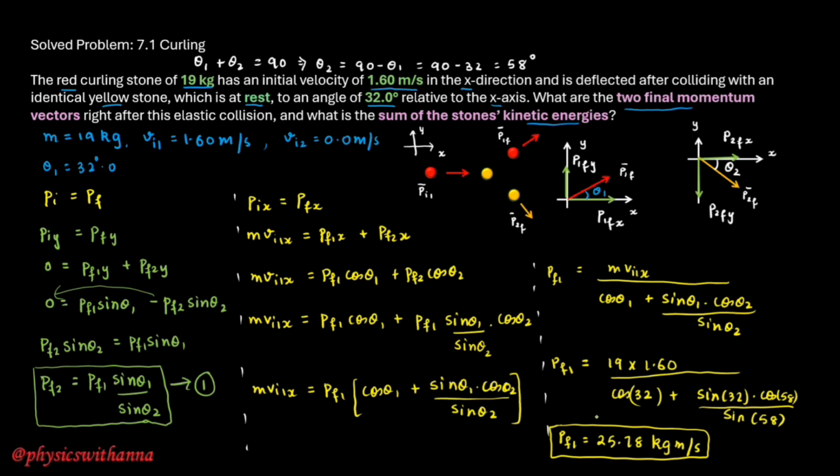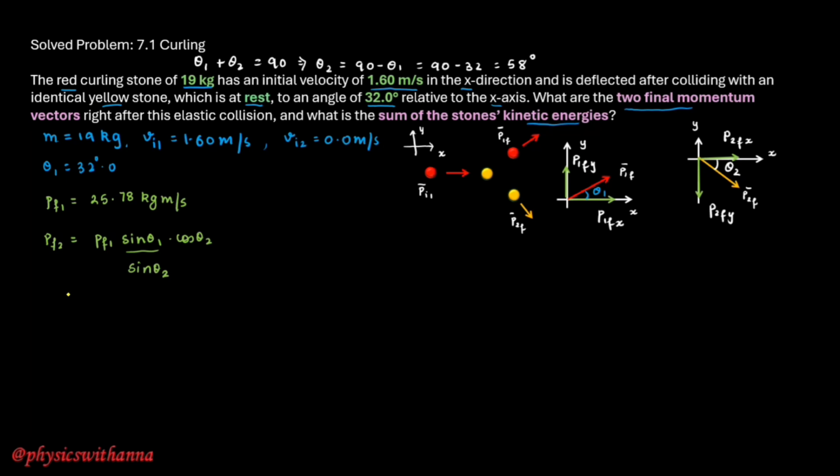After we find P final 1, we will substitute this in equation 1 to find P final 2. So we have here P final 2 equals P final 1 sine theta 1 over sine theta 2 into cosine theta 2. Now let's substitute the values here. We get P final 2 equals P final 1, which is 25.78, times sine of theta 1, which is 32, cosine theta 2, that is 58, over sine 58. And when you solve this, you get P final 2 to be equal to 16.1 kg meter per second.